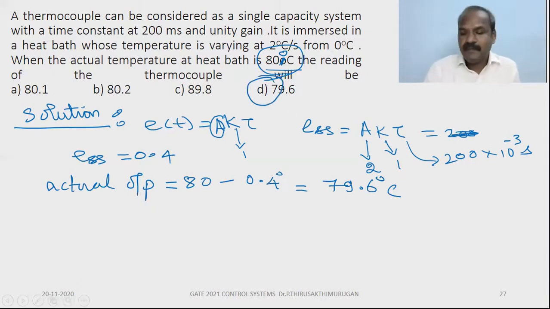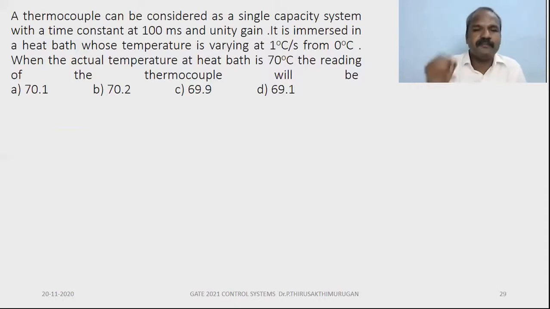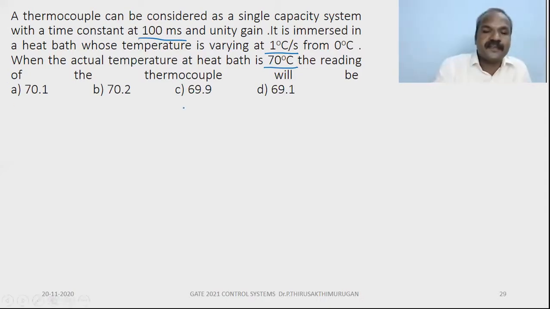Okay, so the same problem can also be done another way, so I will explain one more method. Next sum, please. Same sum, but here I change the value: instead of 200 millisecond, 100 millisecond. The rate is 1 degree Celsius per second, from 0 degrees Celsius. The actual heat bath reading value is 70 degrees Celsius. First we will find the correct answer using the previous method.